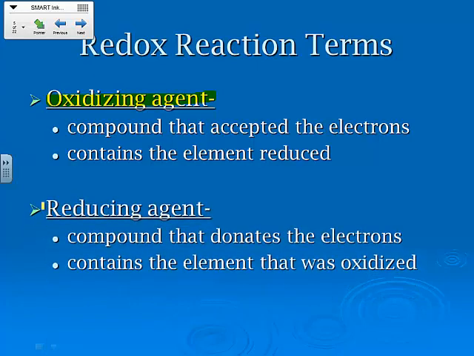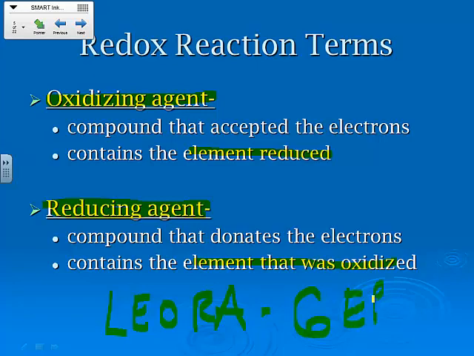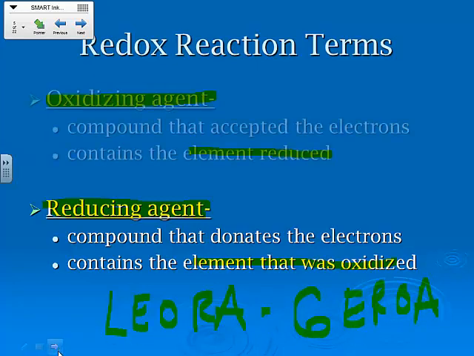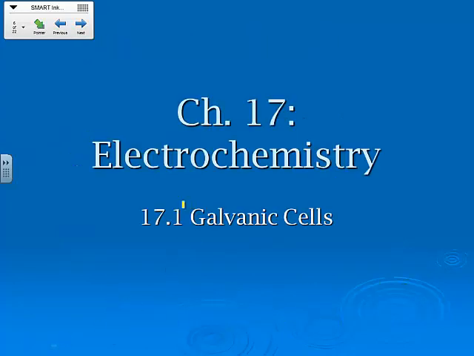So we simply, again, define that the oxidizing agent contains the element that is reduced. I always think of it as it causes the other thing to be reduced. The reducing agent contains the element that was oxidized. It causes the other one to be reduced. And so what you end up with is LEO, put the RA on the end of it, LEO the lion says GER-OA, however you want to say it, but that's a simple way to review those. Apparently it's really important.